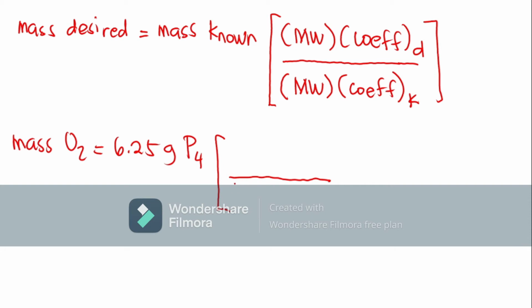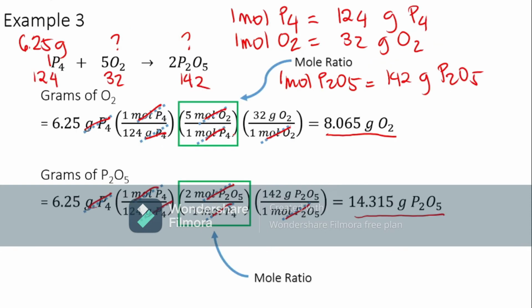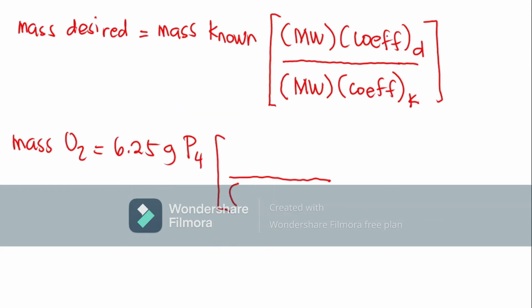Times, so denominator muna tayo. Ako usually ginuna ko yung denominator kasi yun yung pang known, yung taas yung desired. Okay, so sabi dito molecular weight daw ng known. So, anong molecular weight ng P4? Ang molecular weight ng P4 ay 124. So, sulit ko na lang.